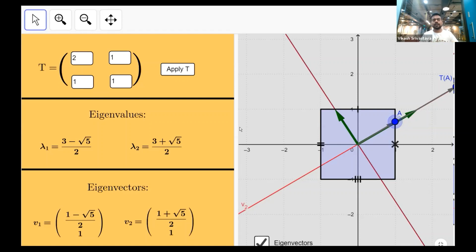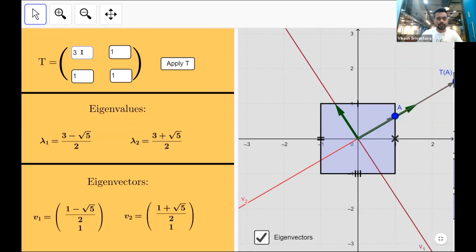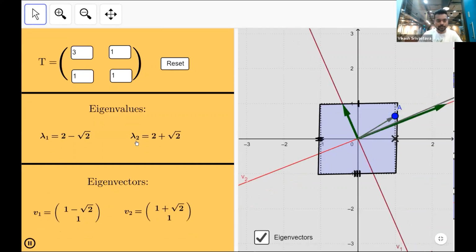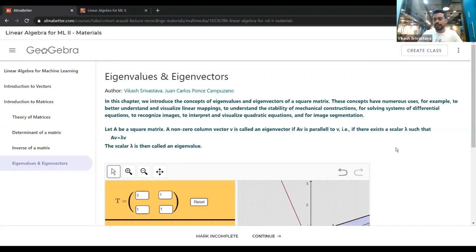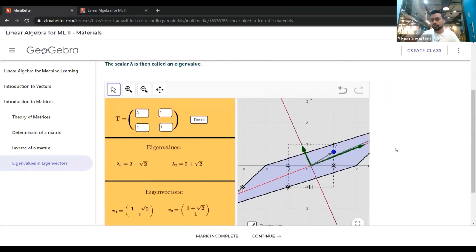Whenever you say that V is an eigenvector, you also need to say that it is an eigenvector of transformation T, because if I change the transformation, my eigenvectors will change. Let's say if I change this to 3, the eigenvectors change, as you can see. You can experiment with this applet and visualize what eigenvectors are. I have attached additional material in your course dashboard with the exact calculation of the eigenvectors and eigenvalues.